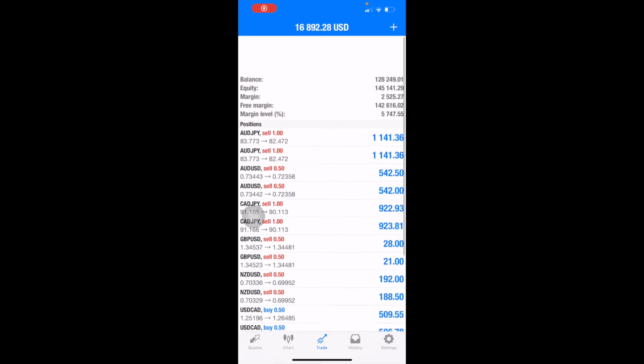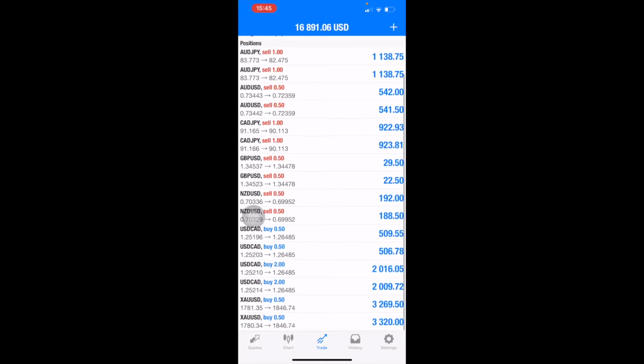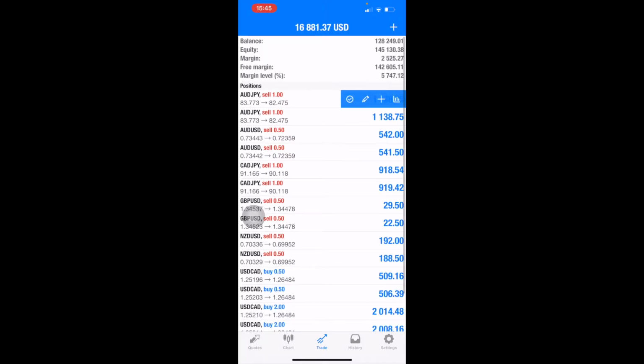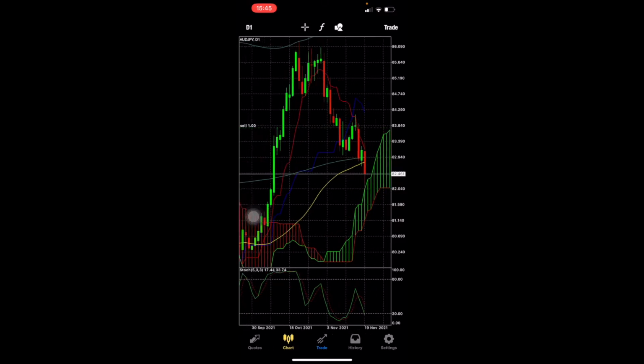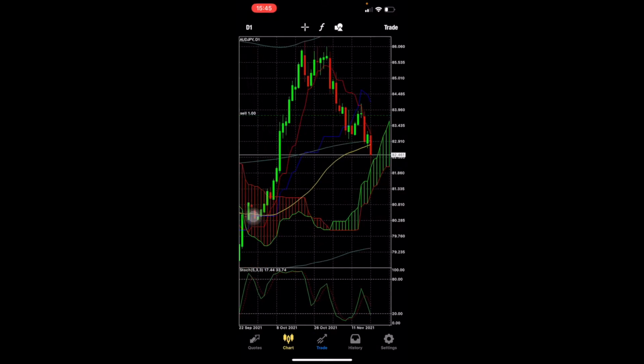Hello guys, so as you can see, this is the result of 2 weeks of trading. This is the daily, and look at my entry in odd JPI. Look at the entry, and I'm not getting out of this trade because it's really going down. It's going down right here.